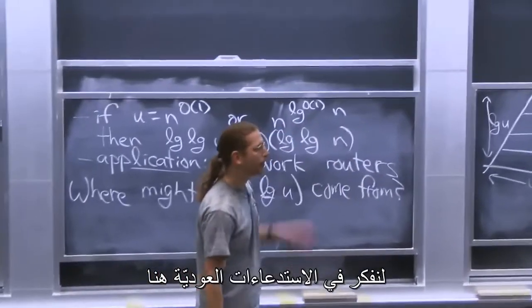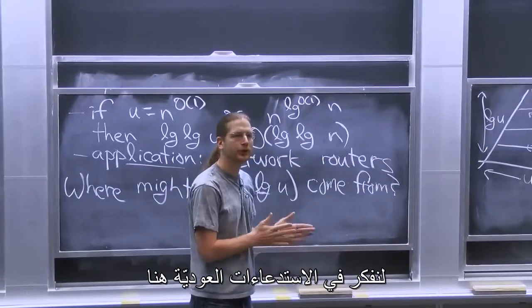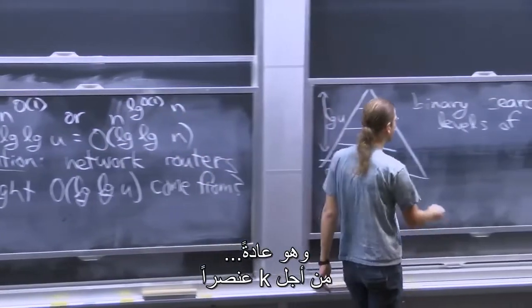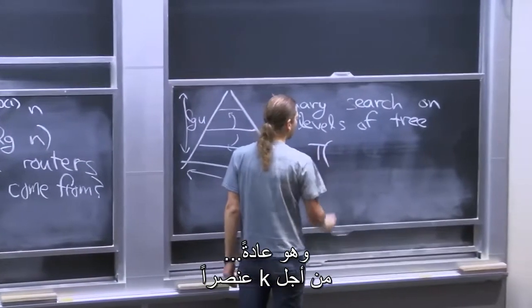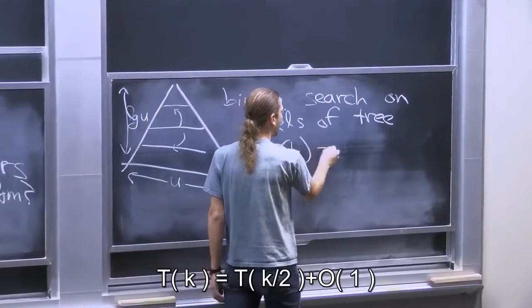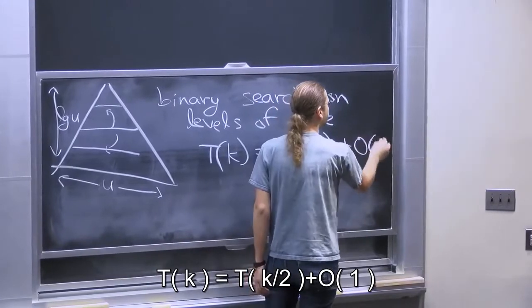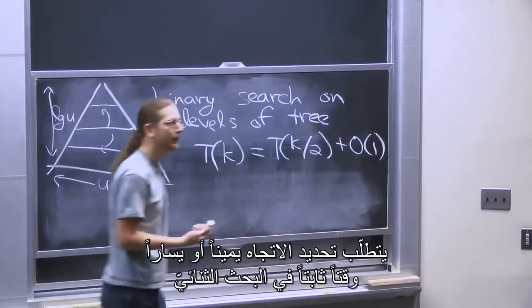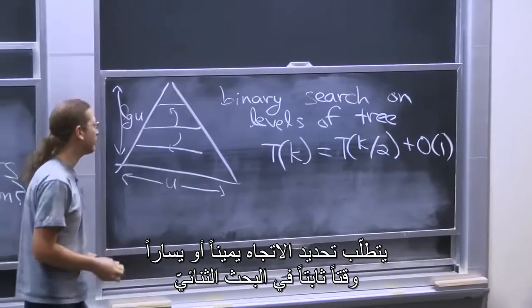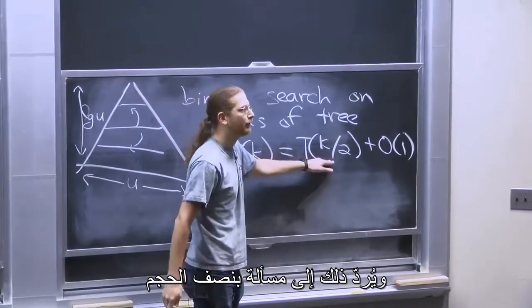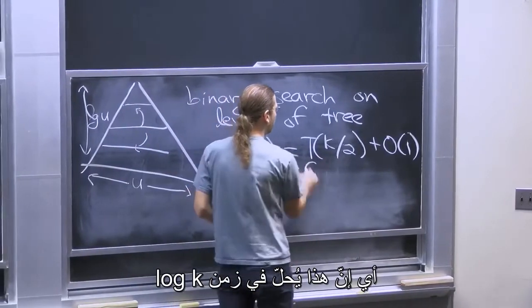Now, let's think about this in terms of recurrences. Right? There's a recurrence for binary search, which is usually T. If you have k things, T of k is T of k over 2 plus order 1. You spend constant time to decide whether you should go left or right in the binary search, or in this case, up and down somehow. And then you reduce to a problem of half the size. So this solves to log k.